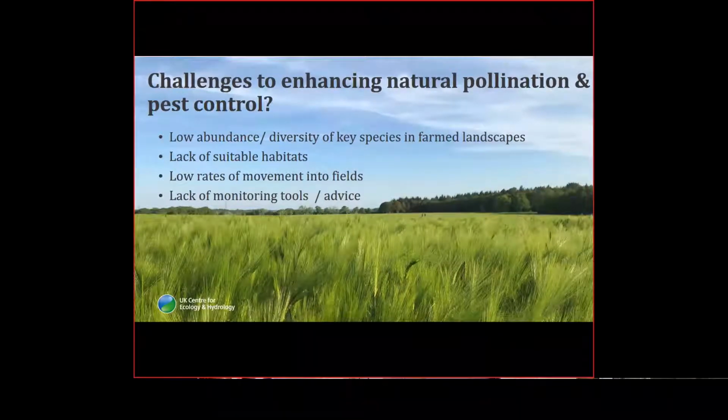The other issue is that large agricultural fields are both inhospitable and large, so you've got low movement rates of these species into the field, and it takes time. They do get there, but it takes them a long time, or some of them don't ever make it into the centre. So you've got an issue with getting the beneficials into the centres of the fields quickly.